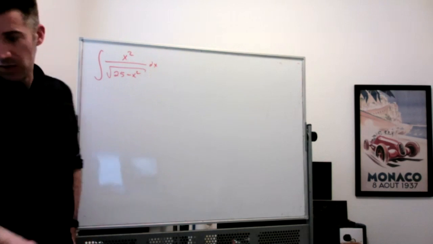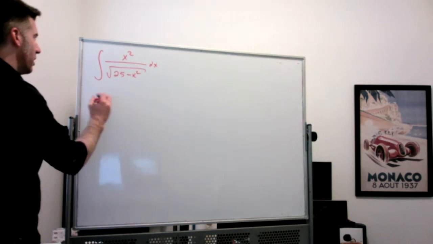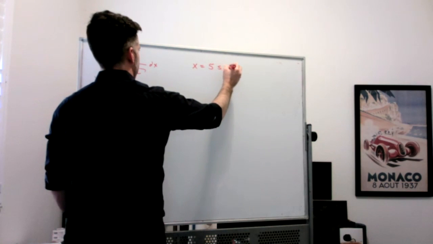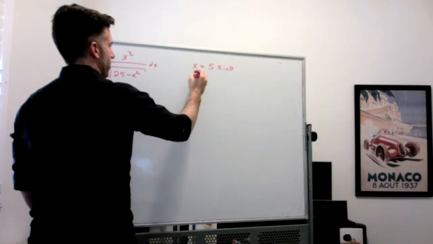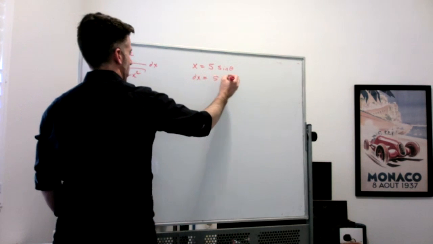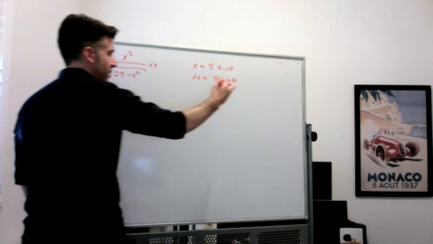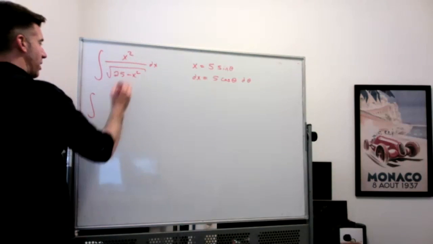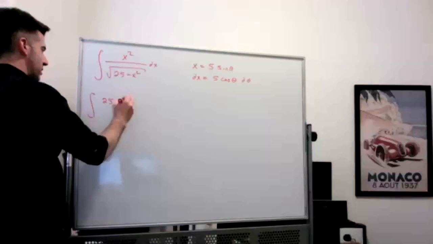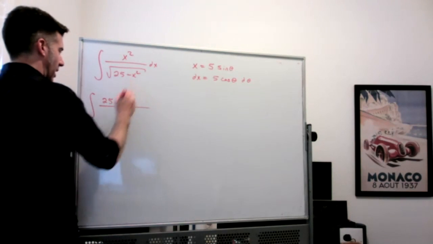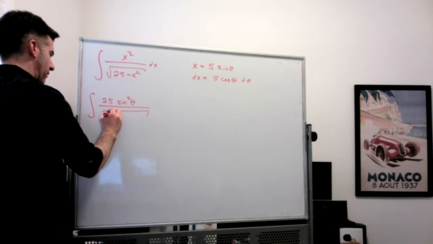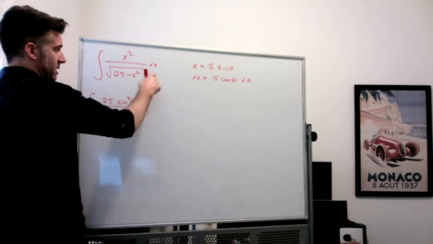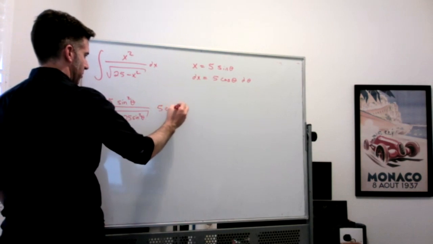So now we are stuck using a trig substitution. So we're going to let x equal 5 sine of theta. And then dx is going to be 5 cosine of theta d theta. So let's start replacing stuff. X squared is going to be 25 sine squared. And in the denominator, I'm going to have 25 minus 25 sine squared. And then dx is going to be 5 cosine theta.